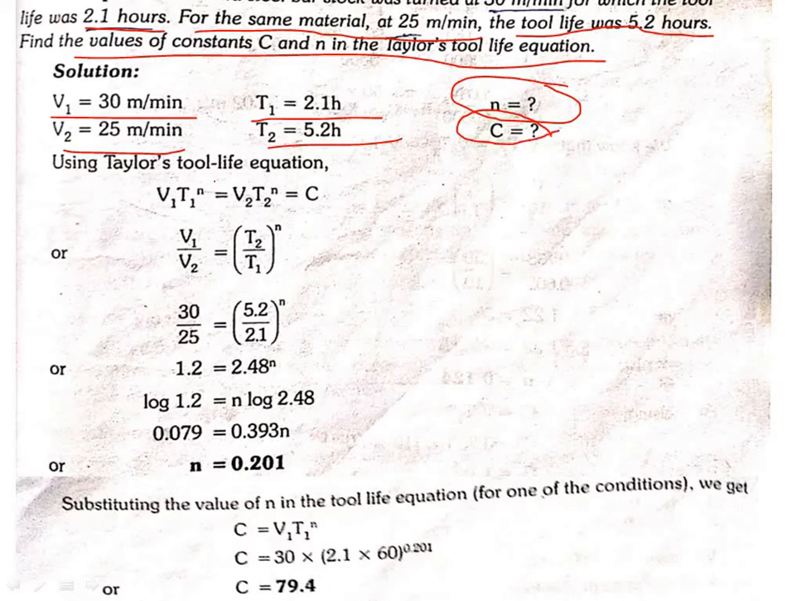Using Taylor's tool life equation, we know that V1 T1 raised to n is equal to V2 T2 raised to n is equal to constant C. So V1 by V2 is equal to T2 by T1 raised to n. So substitute the values.